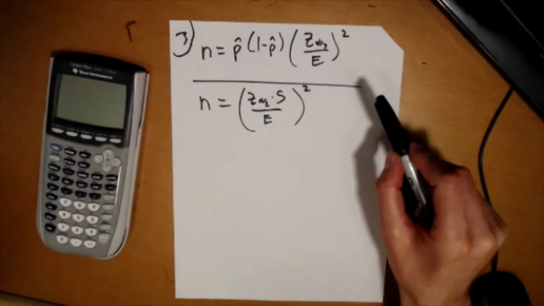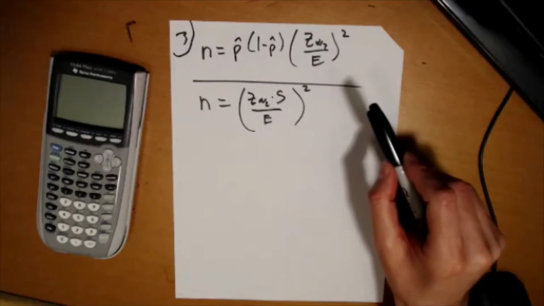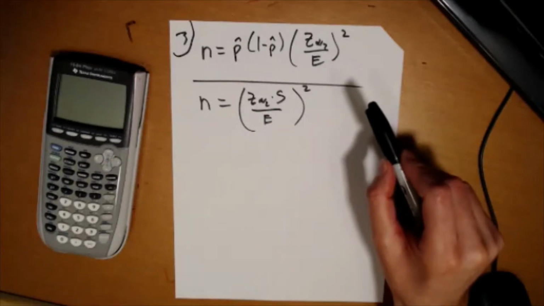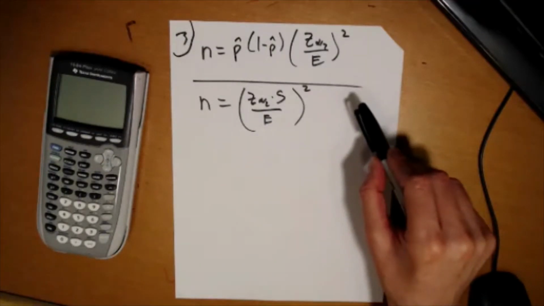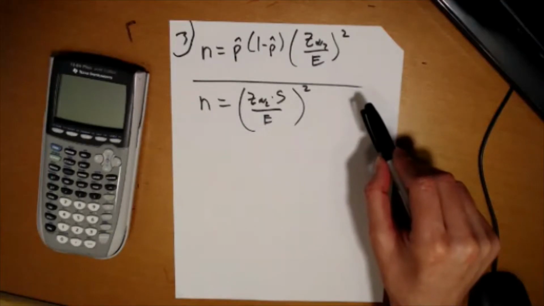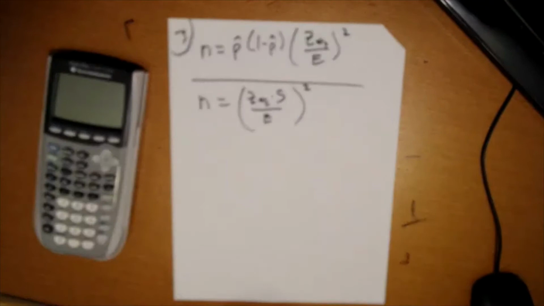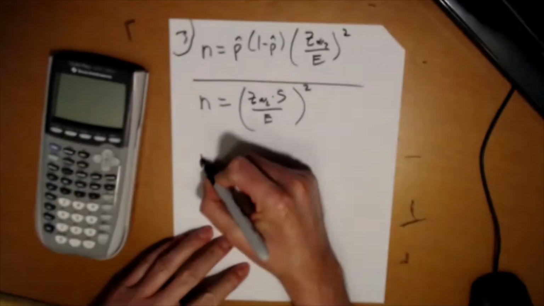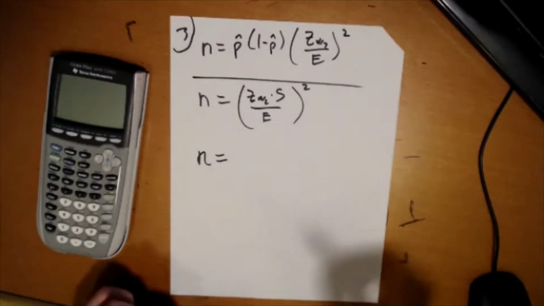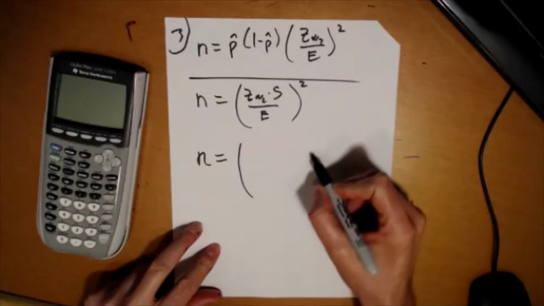Do they want me to form a confidence interval? It doesn't say confidence interval. It does say, how many studios would you need to SRS? How many studios would you need to simple random sample? How many studios would you need to sample? They are looking for sample size n. Aha. Okay, so here's our new formula.